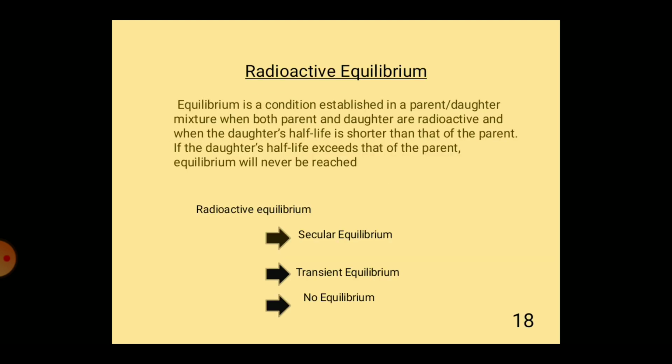The next slide is also a definition of radioactive equilibrium, and it says that the equilibrium condition can be achieved only if both parent and daughter nuclei are radioactive and the half-life of the daughter is shorter than that of the parent. If the daughter's half-life exceeds that of the parent, equilibrium will never be reached. Based on this concept, radioactive equilibrium can be divided into three: secular equilibrium, transient equilibrium, and no equilibrium.